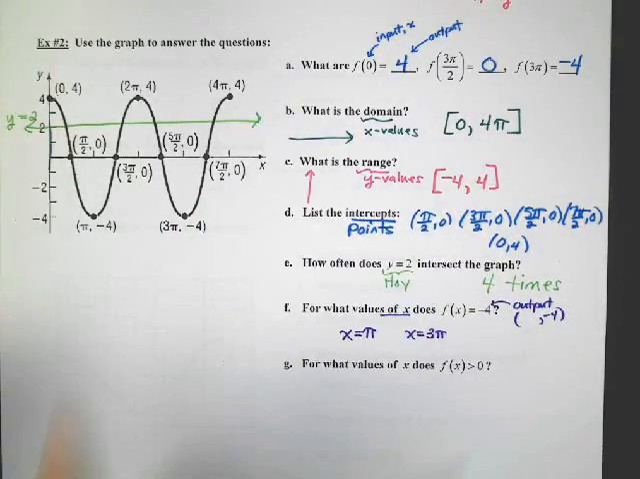Okay, so having the points labeled sometimes makes it really easy. We're not always going to have points labeled. We'll have graphs, but we're going to think about it the same way. And finally, for what values of x is f of x more than 0?